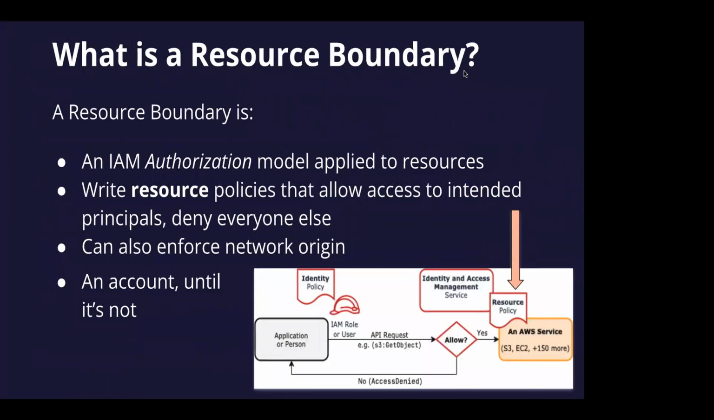A resource boundary is an authorization model primarily designed to be applied to resources. And the way you do that is you write resource policies that allow access to intended principals. And there are ways that we can also then deny access to everyone else, including that third party with read-only access. So in resource boundaries, you can also enforce network origin, like the request is coming from a particular VPC or VPC endpoint. One great example of a resource boundary is an AWS account.